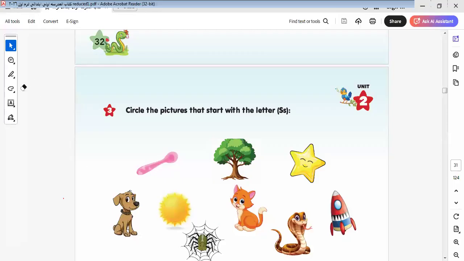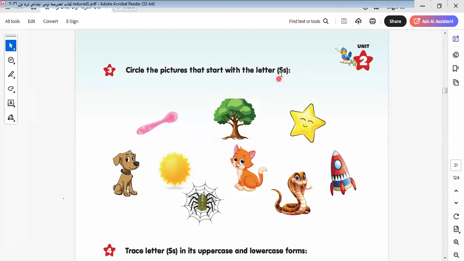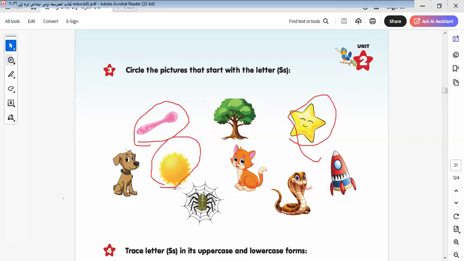Let's do this exercise together. This exercise wants us to select the words that start with letter S. Spoon starts with letter S, yes. Tree starts with letter S, no. Star starts with S, yes. Dog does not start with letter S. Sun starts with letter S. Spider, excellent, you are a clever pupil. Snack, you are a clever pupil. Rocket starts with letter S, no. A cat starts with letter S, no. So here we have spoon, spider, sun, and star. These are the words that we learned in this lesson. Okay, let's go to another item.